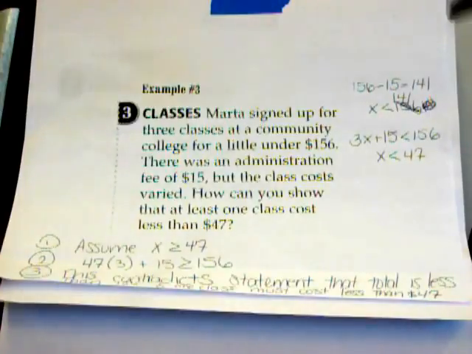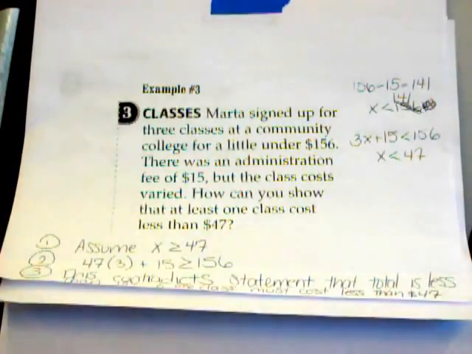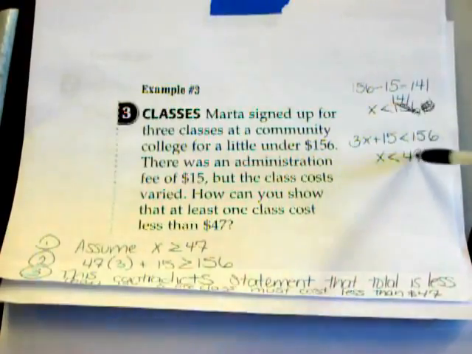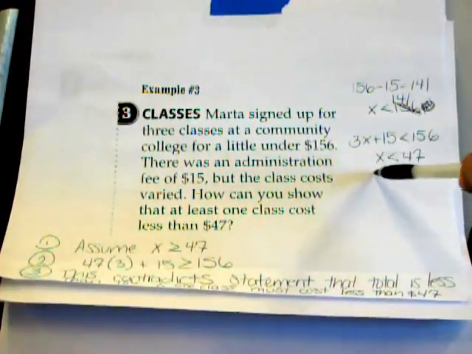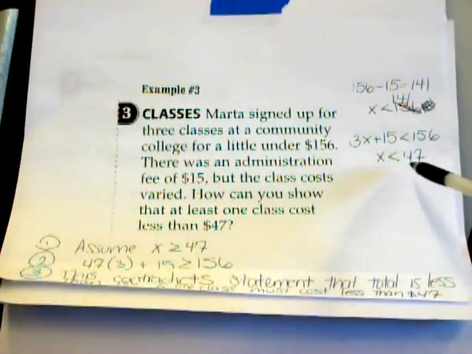So this is just some of my scratch work over here. I know that if I take $15 away from the $156 that she supposedly paid under, I know that this x amount is less than $141. So that means that if we just state this here, 3x plus 15 is less than 156, and solve, so I took away 15 from 156, got 141, divided by 3, and got 47. So this is the statement that I need to prove.